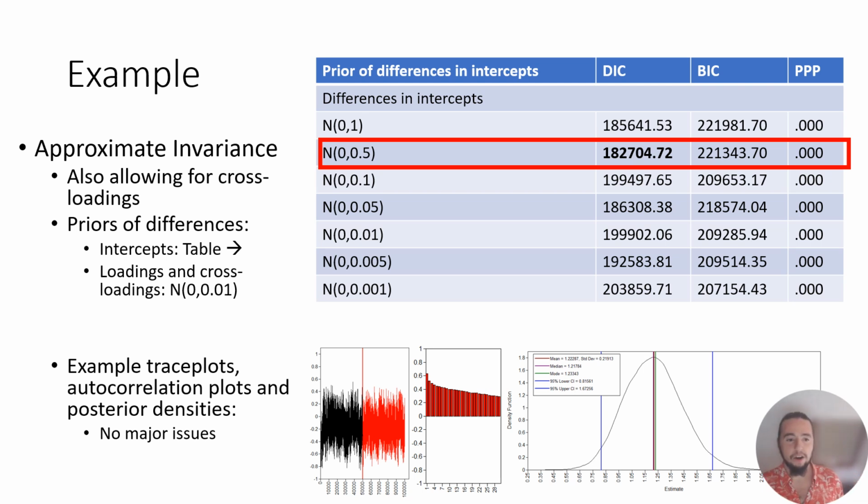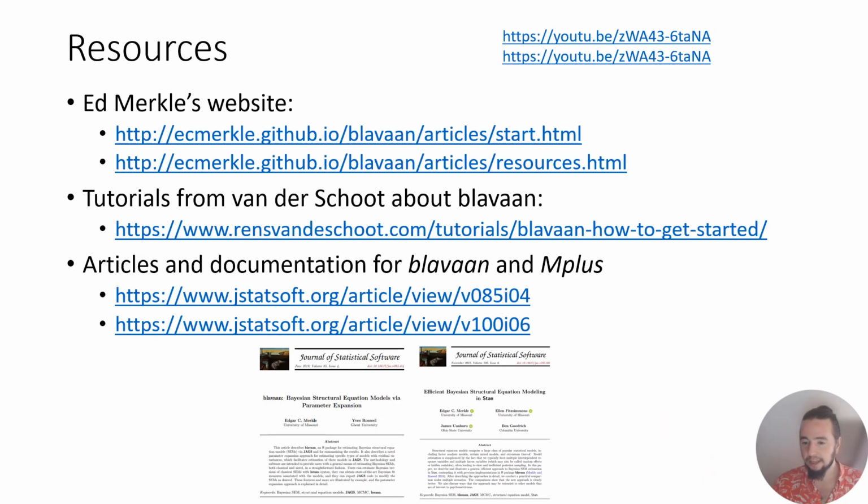So that's a way of how we can do a Bayesian approximate measurement invariance analysis using Bayesian SEM. As before, this is some documentation and some links that you can have. And there's a really nice chapter on approximate measurement invariance in Leck and colleagues that is also in the presentation. Okay, so this is the end of my presentation on Bayesian psychometrics.